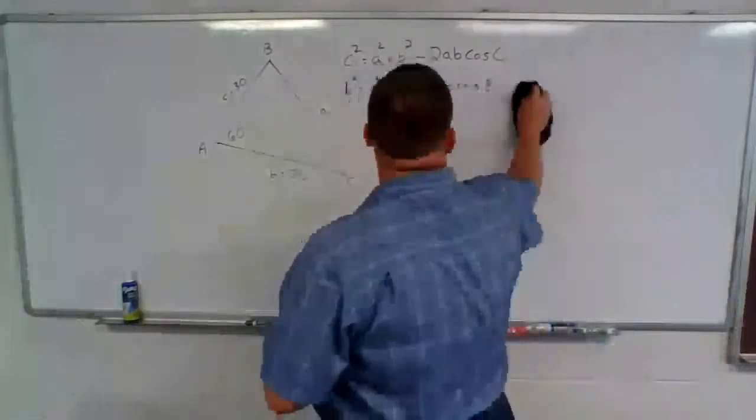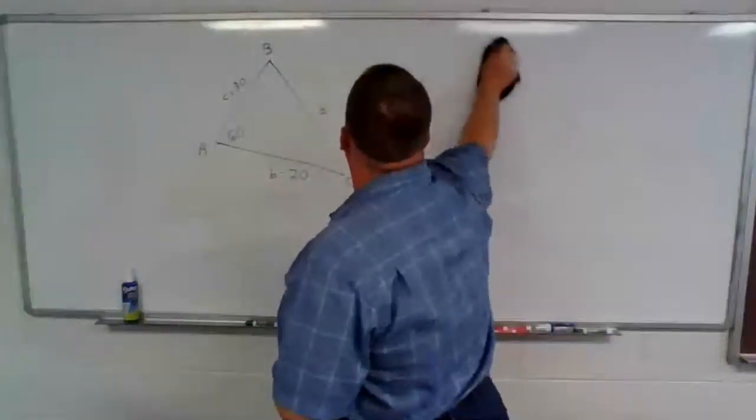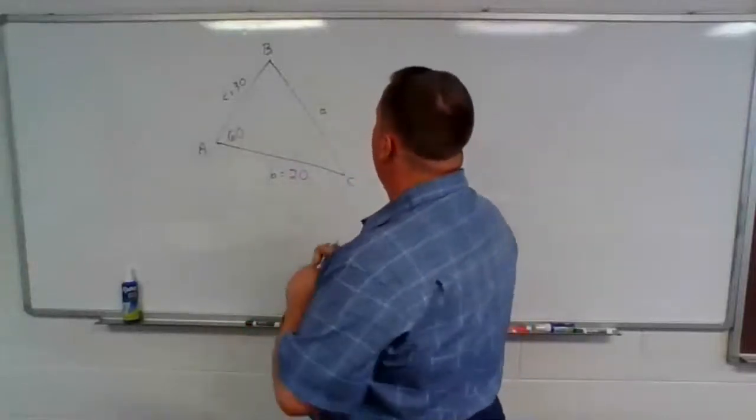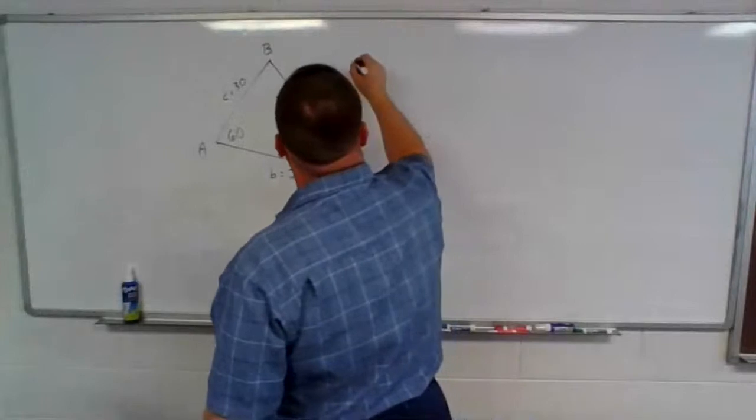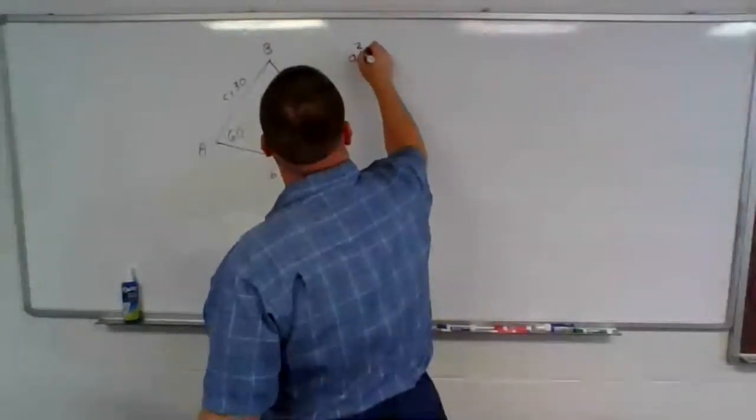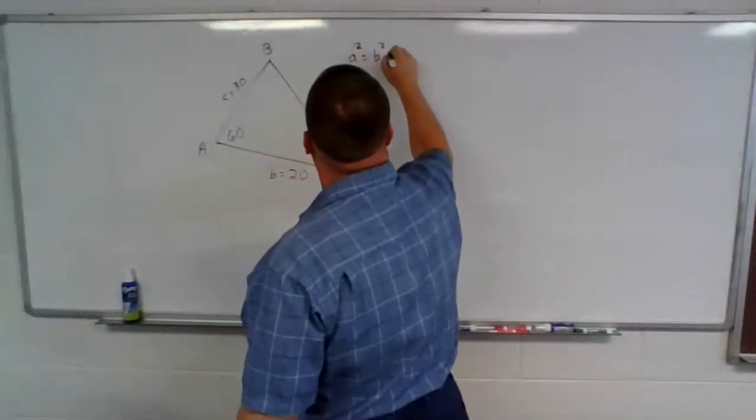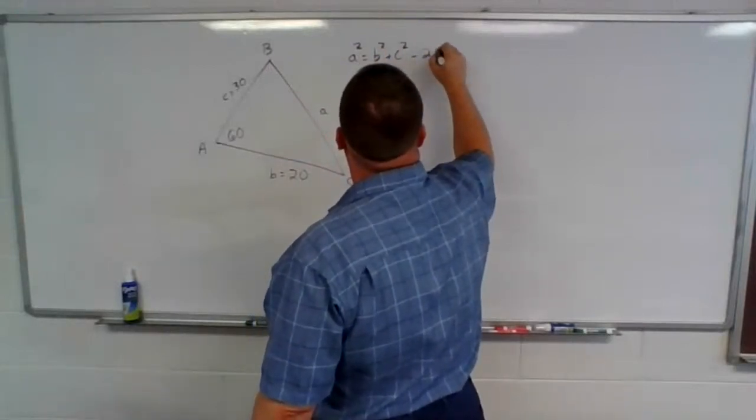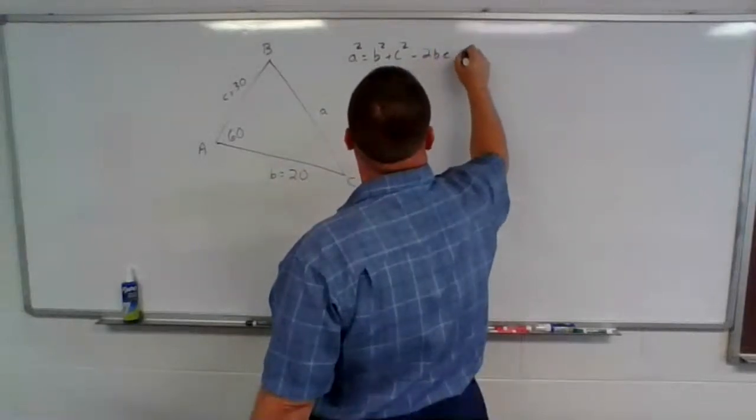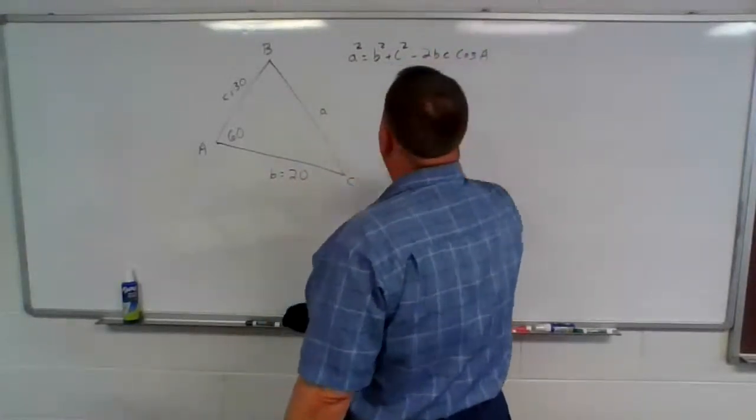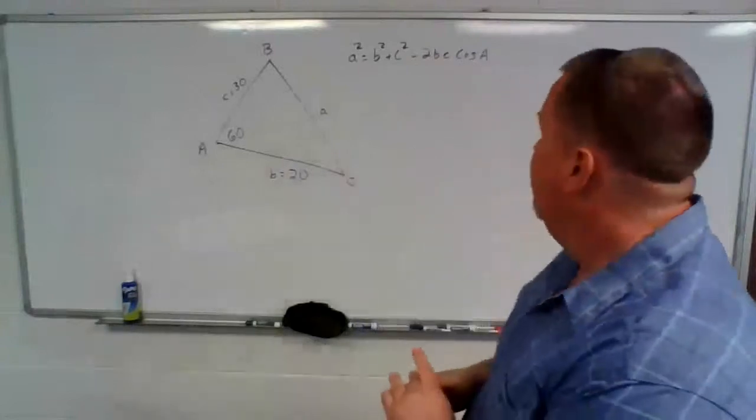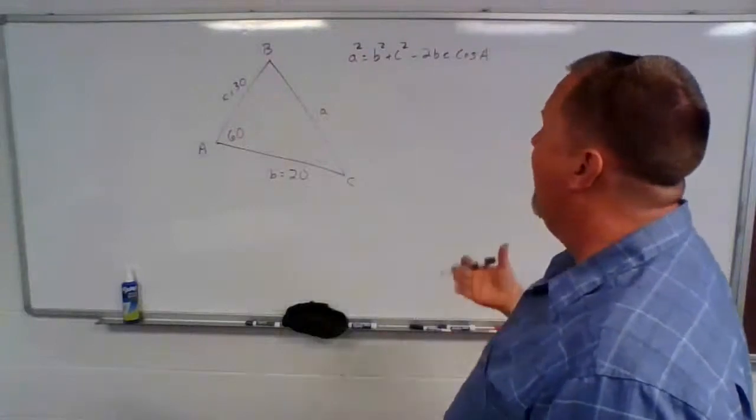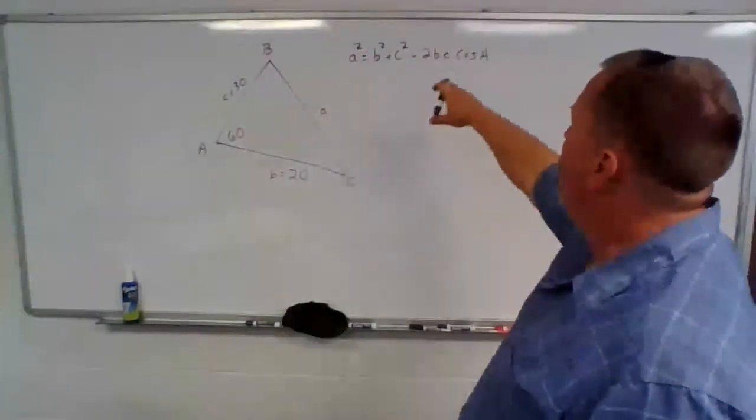So I'm going to erase these two. I do notice that I have side C and I have side B. I don't have side A. So I'm going to say this: a squared equals b squared plus c squared minus 2bc cosine A.